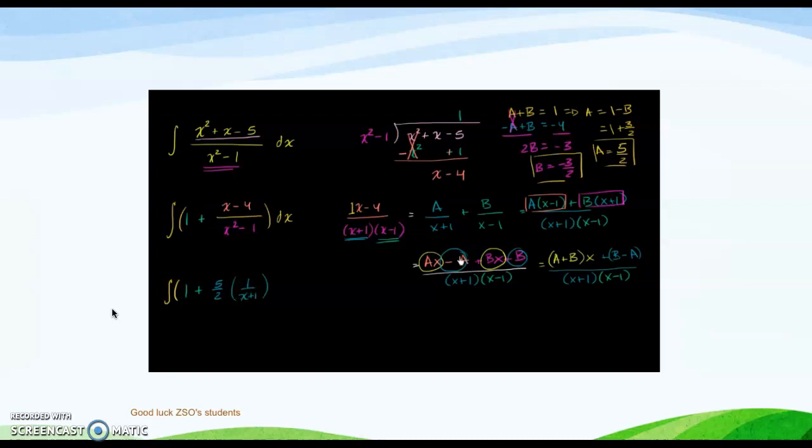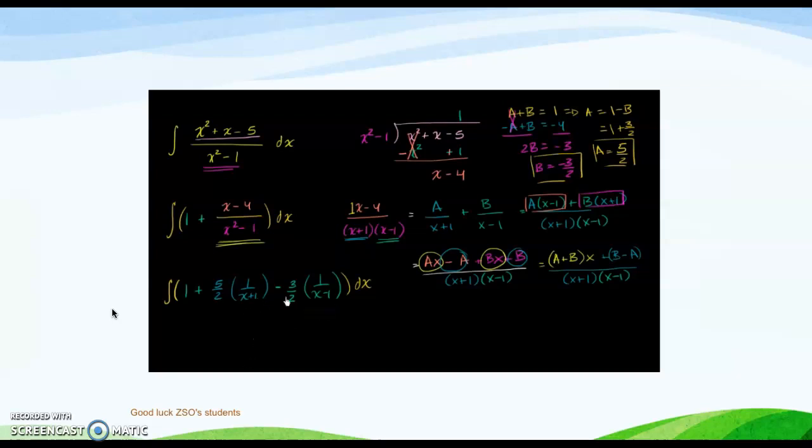And then plus b over x minus 1, which is going to be negative 3 halves. So let's try this: minus 3 halves times 1 over x minus 1. That was this right over here. Notice all I did is I took this expression right over here, and I did a little bit of partial fraction expansion to these two expressions or terms right there.